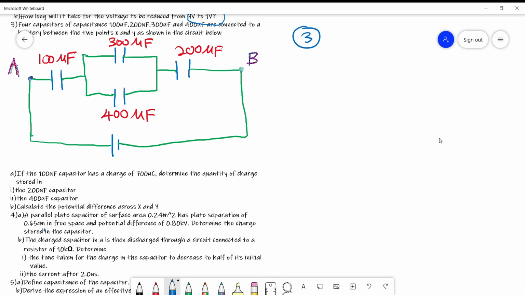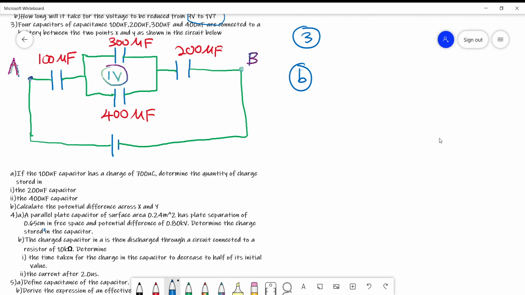Alright, so let's move on to question B. Calculate the potential difference across the X and Y. We know from the previous part that we already calculated the potential difference in this parallel circuit. So this is actually 1 volt. So we have 1 volt here. What we need to find is the potential difference across the 100 microfarad capacitor and the 200 microfarad capacitor.